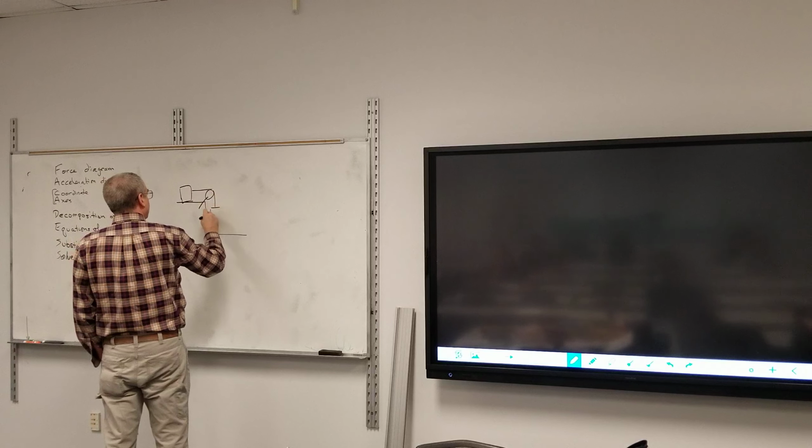What about down here? Tension going down on the rope, okay, and then going up from box 2? Yep, on box 2.